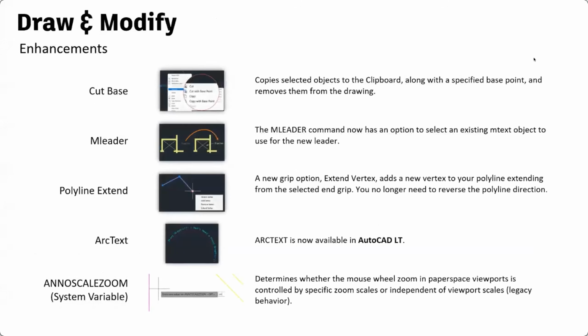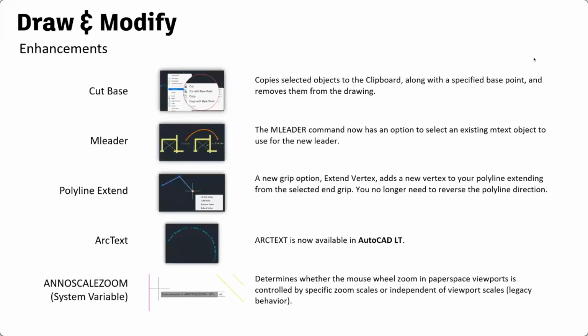Which are 5 new enhancements for draw and modify tools in AutoCAD and AutoCAD LT 2023. The first one is a new cut-base command, which can copy objects with a specified base point and then remove them from the drawing. The next one is the MLEADER command that can convert existing MText to a new multileader. And you have a new grip option called Extend Vertex for polylines, and this can help to add a vertex from any endpoint. People used to reverse the polyline direction to get the right outcome, but now it's no longer necessary because extending the polyline is available from both sides.